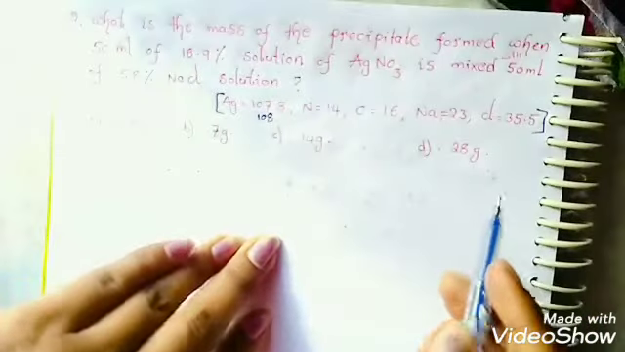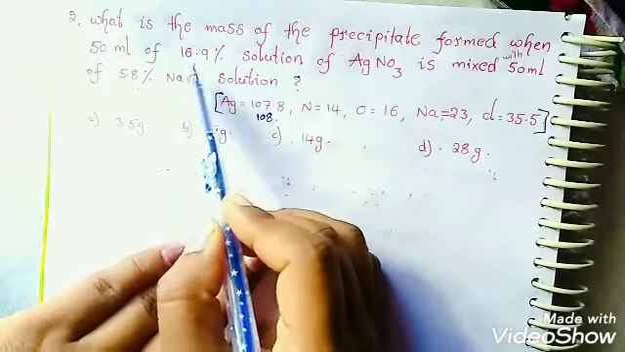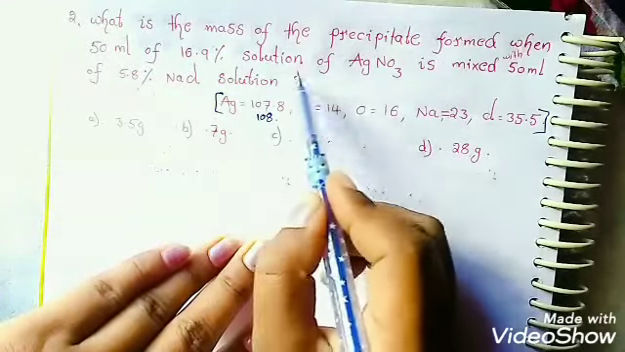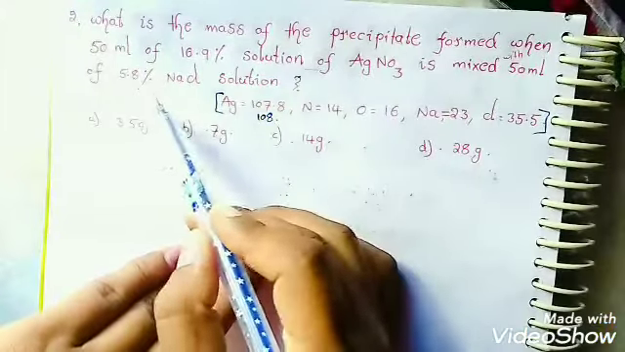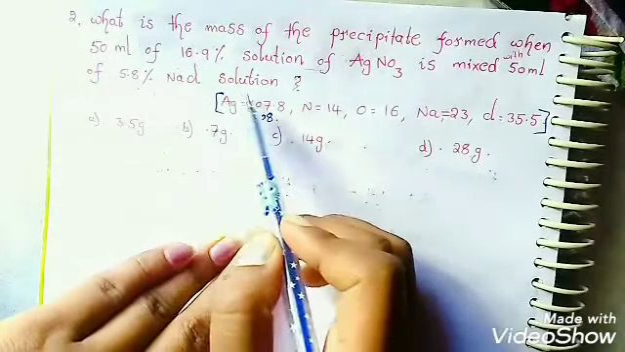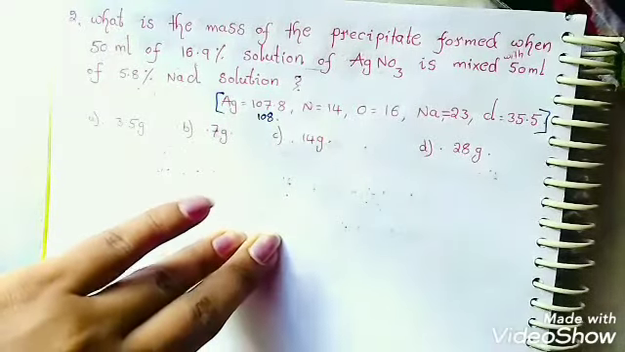Did you understand the question, students? The mass of the precipitate formed when 50 ml of 16.9% AgNO3 solution is mixed with 50 ml of 5.8% NaCl solution. Let's get into the solution briefly.